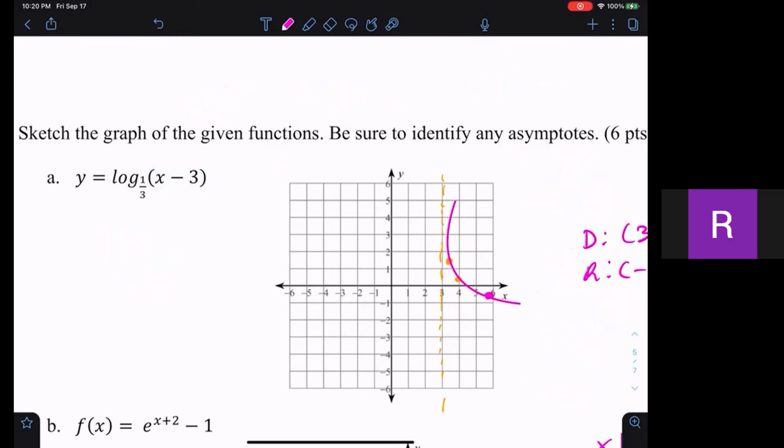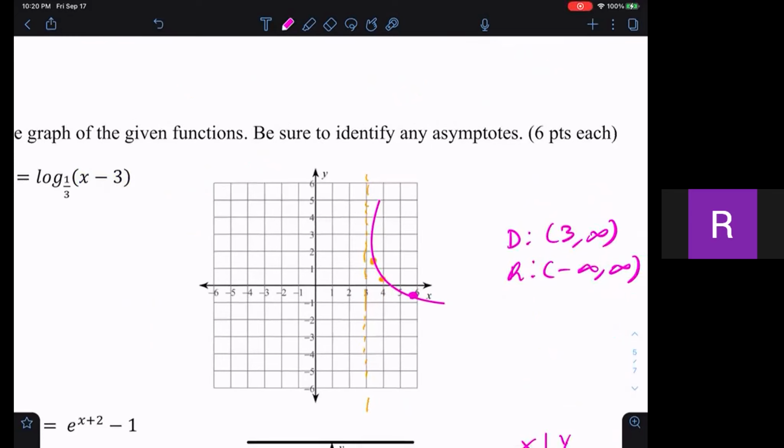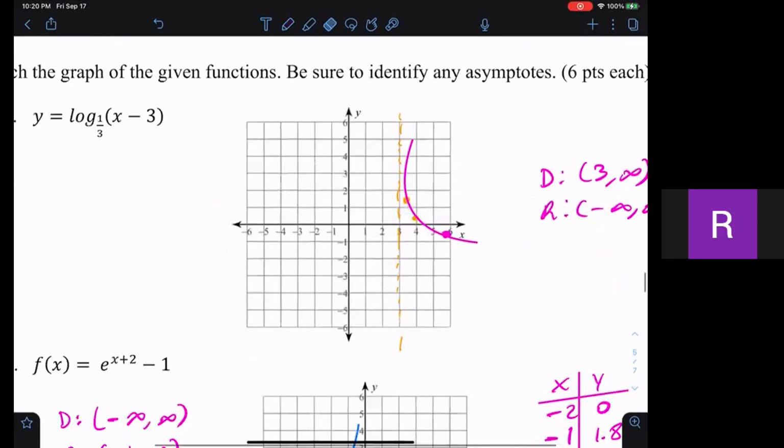And if I need to find the domain and range, you know what a domain is, right? So the domain will be from 3 to infinity, and the range will be all real numbers because the range is just the y value, right? The range is the y value, so it goes forever up and forever down. Okay, that's it. Next.